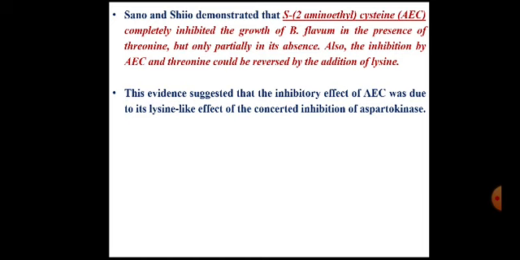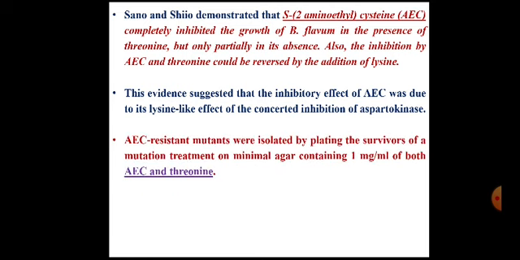What does this suggest? This suggests that the target of AEC is aspartokinase. This is how it can be concluded that the site of toxicity of AEC is the site of control by lysine, that is aspartokinase. So this evidence suggested that the inhibitory effect of AEC was due to its lysine-like effect. Lysine-like effect means its control mechanism of concerted inhibition of aspartokinase.